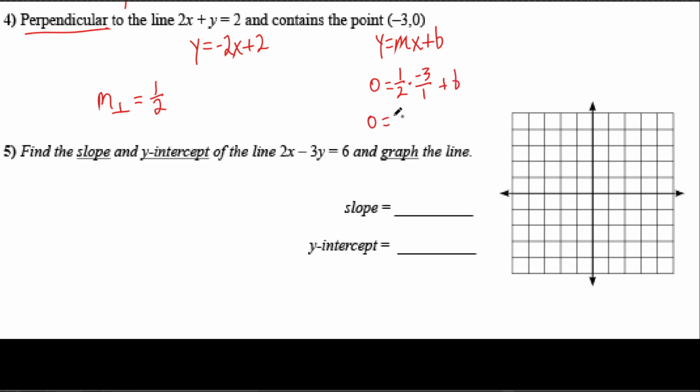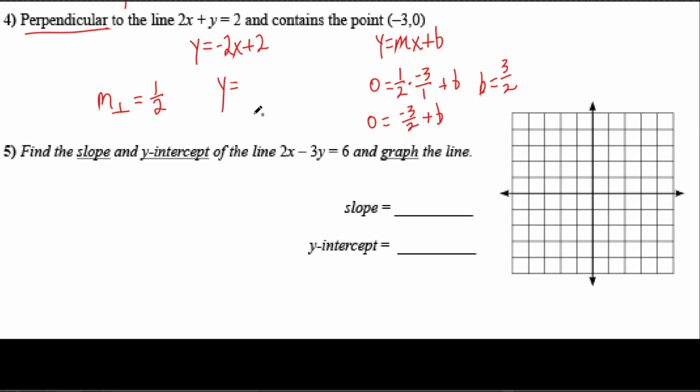So that's 0 equals, what's this going to be? Negative 3/2. Is that correct? Plus b. And then, I don't have room, let's put it up here. So b is what? Add a 3/2, so it's 3/2. Looks a little scary because you got fractions, but you don't really have to do anything else.